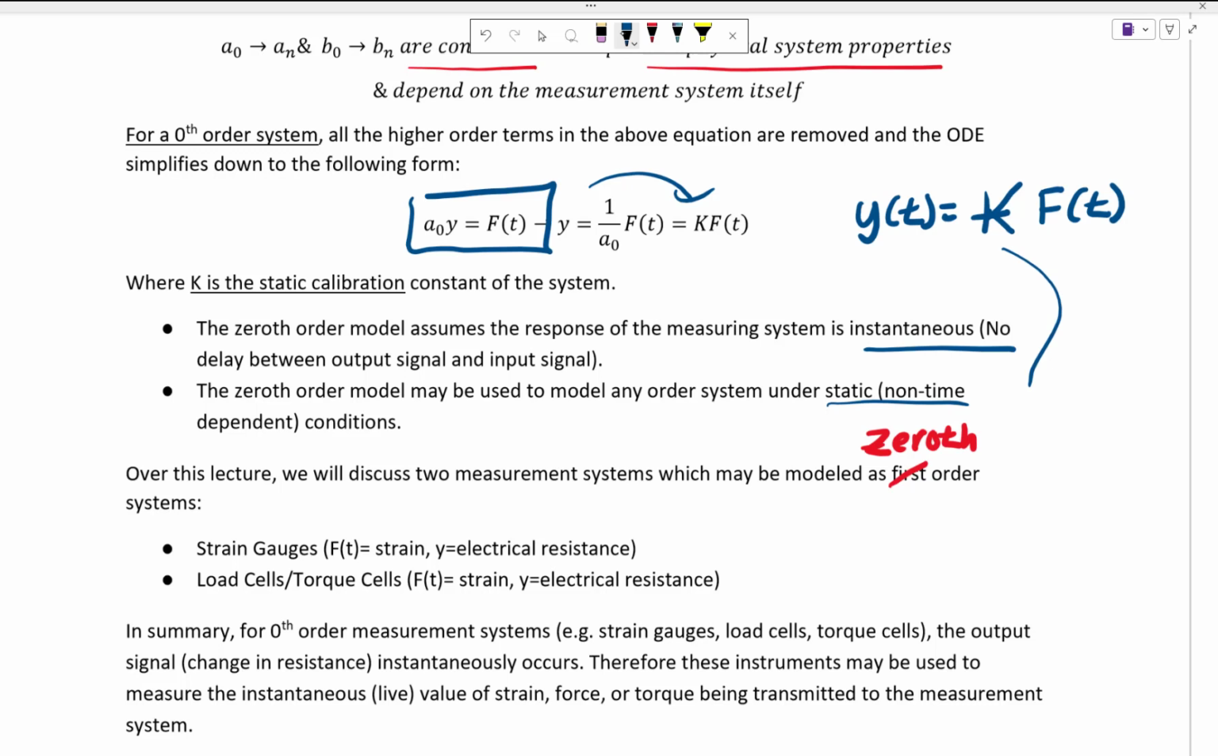Over this lecture, we're going to discuss two measurement systems that can be modeled as zeroth order systems, which are strain gauges and load cells. In both of those cases, the input signal is strain being applied to the gauges, within the strain gauge, or in the case of a load cell or torque cell, is also being strained, and that's getting converted to electrical resistance. And that electrical resistance is what we can relate back to either strain, force, or torque.